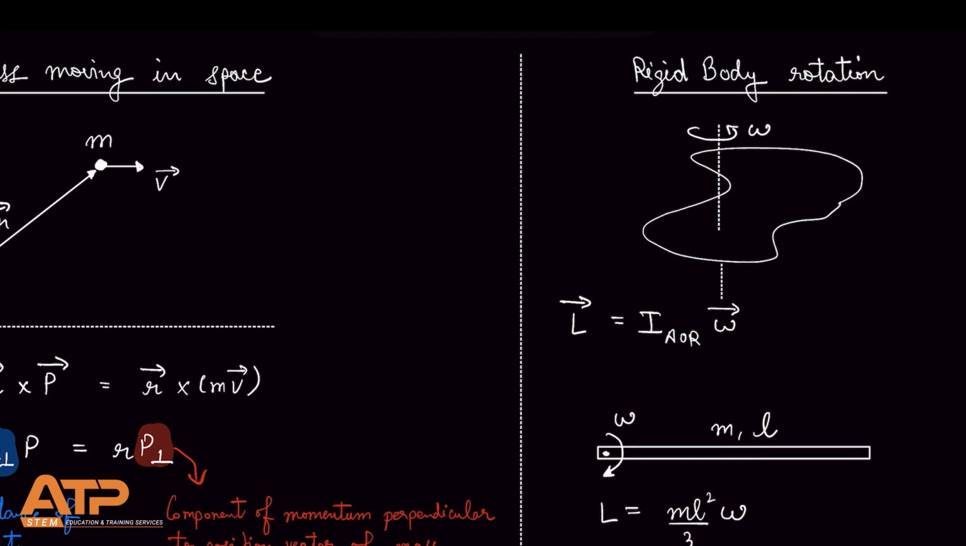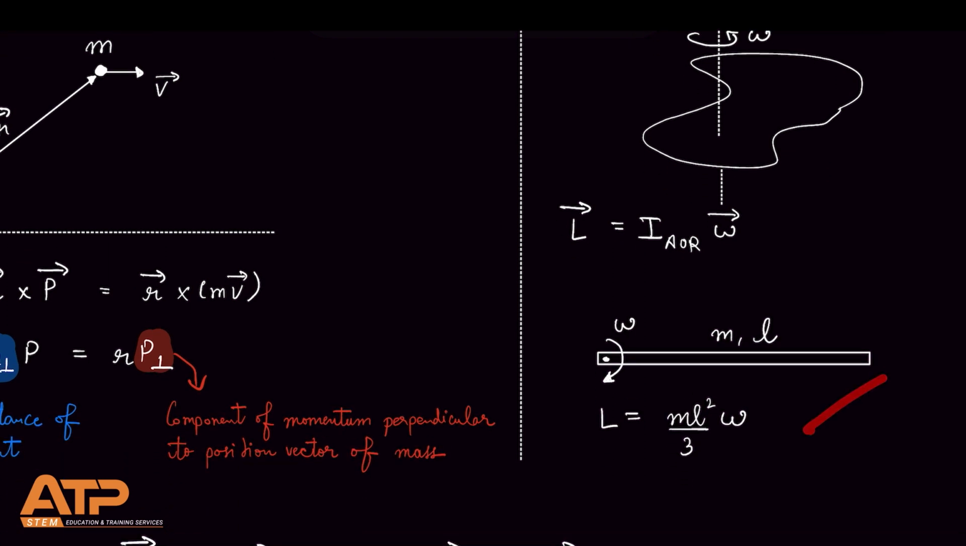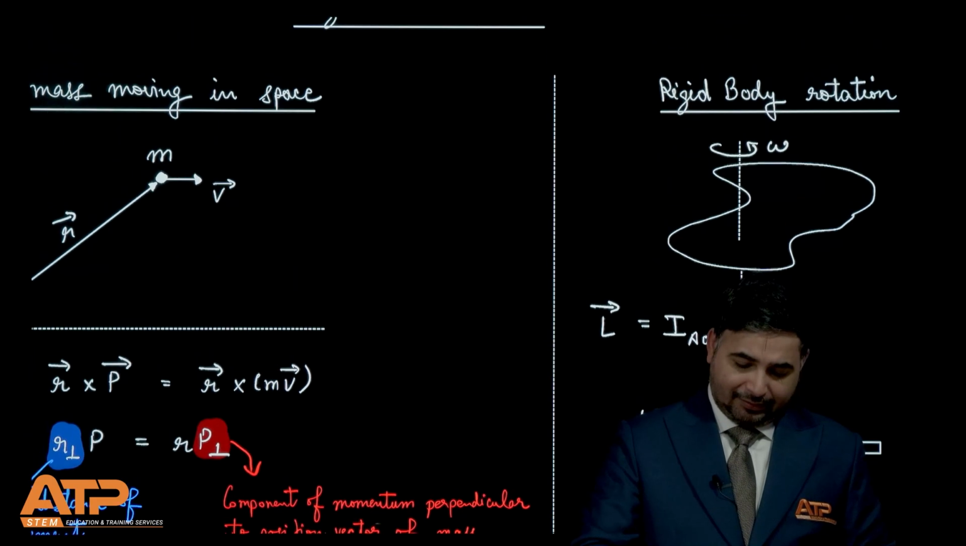Example. In this case, imagine that we have our favorite rod, mass m, length L. Angular momentum will be mL square by 3 times omega. This is the angular momentum of this rod. But why did we even discuss this?